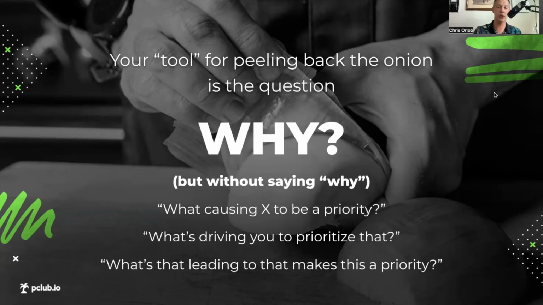And your tool, right, your knife for peeling back the onion and getting to the center of it is asking the question, why? But in most cases, you don't just want to outright say why, because it can be a little bit abrasive, right? So you want to find different ways to phrase it. So what's causing X to be a priority? What's driving you to prioritize that? What's that leading to that's making this a priority?